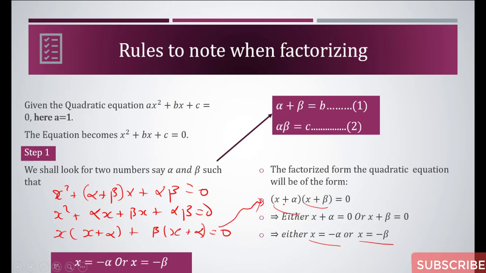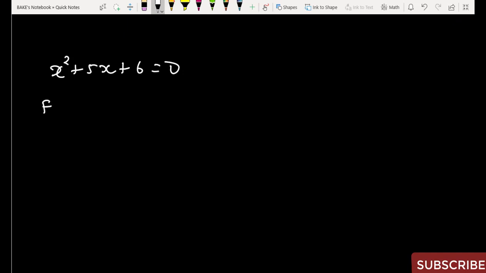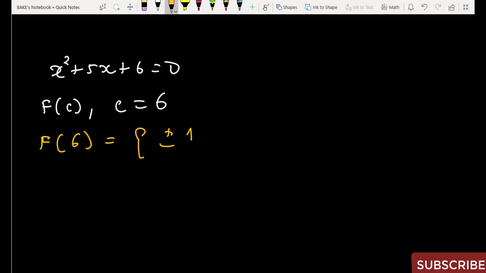So let's get a practical example on the board. Okay, so we are going to take a practical example on the board. So let's take the case we have the equation x squared plus 5x plus 6 is equal to 0, and we want to solve this using the method of factorization. So the first thing, as stated, we said we have to look for the factors of c, and here we observe that c is equal to 6. So what then will be the factors of c? So the factors of 6 will simply be plus or minus 1, plus or minus 2, plus or minus 3, plus or minus 6 itself.